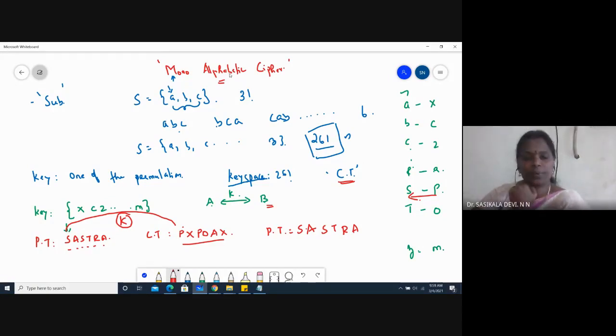that is known as the polyalphabetic cipher. So the monoalphabetic cipher and the polyalphabetic cipher, all those ciphers are vulnerable to the frequency analysis attack. That is a very simple attack. I will tell you about the frequency analysis attack with an example.